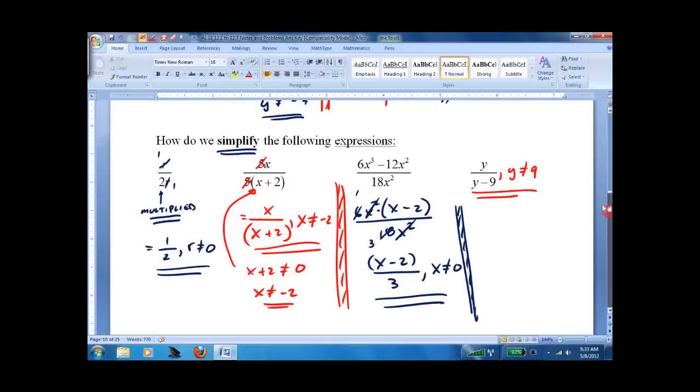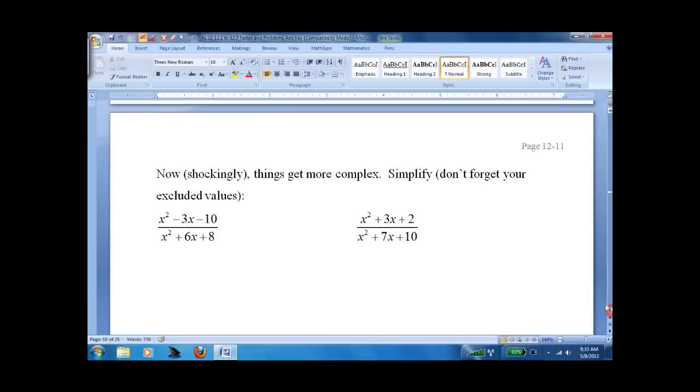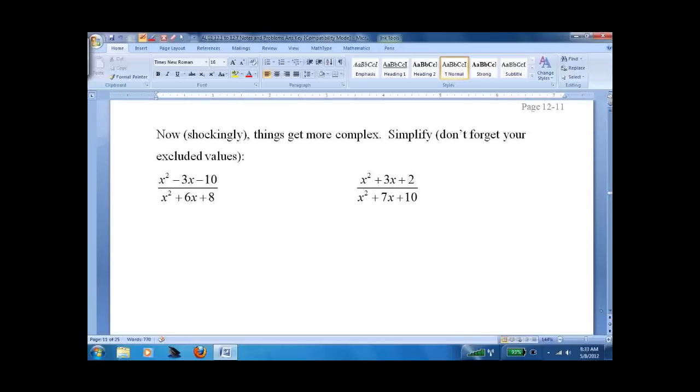Flip the page over. Now, shockingly, things get harder. Factor whenever you see a trinomial. That's a trinomial, that's a trinomial, that's a trinomial, that's a trinomial. Factor them. X minus, plus, 10 times 1, 5 times 2. 5 and 2 works.